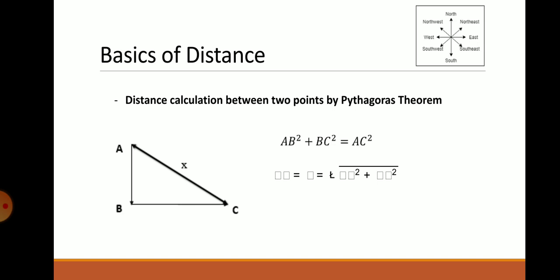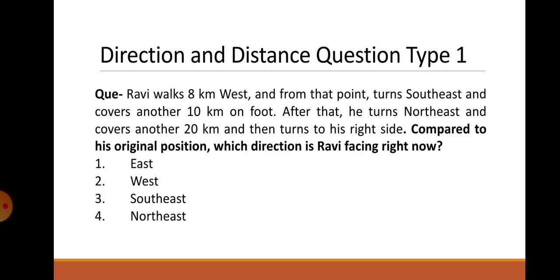How to find that? For that purpose you need to use the Pythagoras theorem. And what is Pythagoras theorem? You know that the square of two sides is equal to the square of hypotenuse. So here that x distance we are assuming as a hypotenuse. So AB square plus BC square is equal to AC square, and we want the distance AC, that is distance x. Therefore x is equal to square root of AB square plus BC square. That you can find out by that Pythagoras theorem.